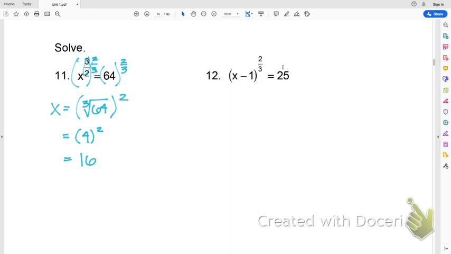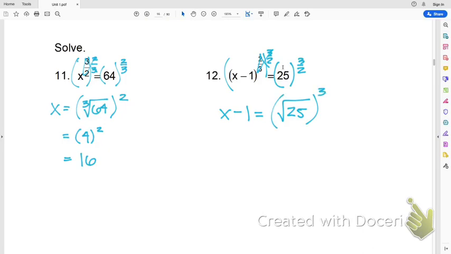Last but not least, question 12. Very similar. What exponent are we going to use to get rid of the 2/3? 3/2. So just take that to the other side. So this gives me x minus 1 is equal to, let's switch this into a root. What kind of root is this going to be? Square root of 25 raised to the 3rd.